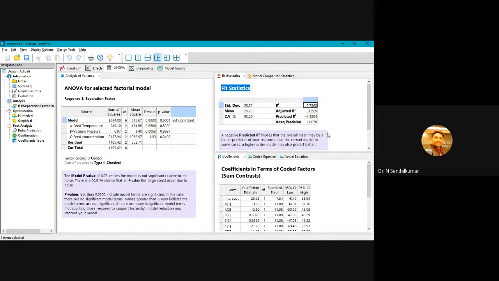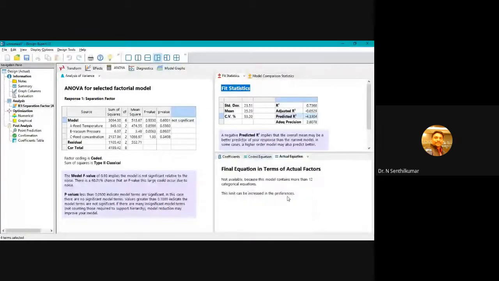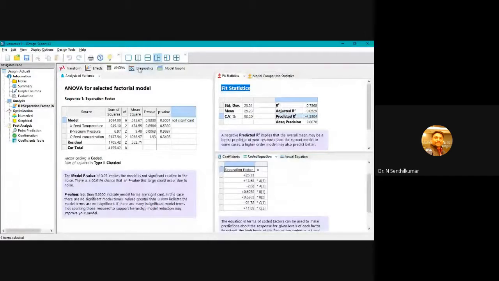Also you can see the predicted R square, which is negative, minus 433%. It will predict wrong. That's why the model is not good. Okay, so coded equations and all we can have here. This is the coded equations. Now I am going with the diagnostic.